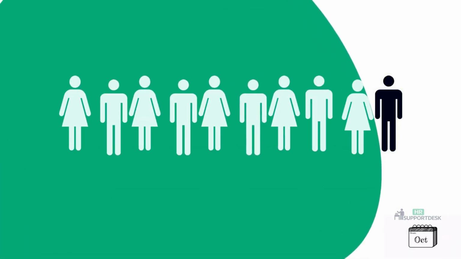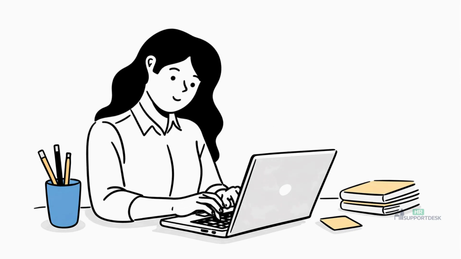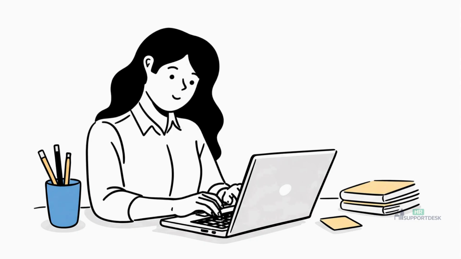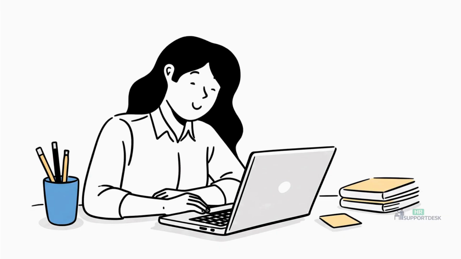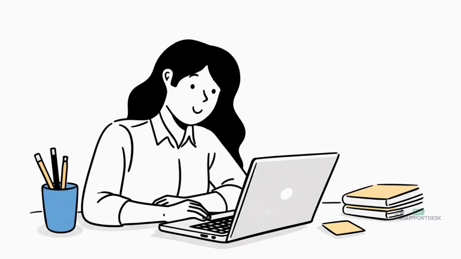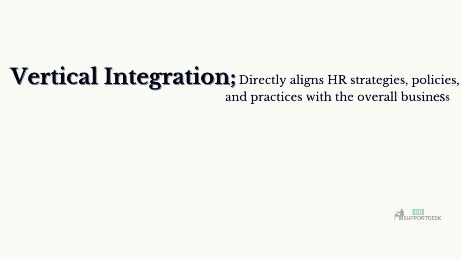Although there are multiple ways to present your answer, one effective way to explain these relationships is through vertical and horizontal integration in people strategy. Therefore, before proceeding, let us first understand what vertical and horizontal integration in people strategy mean. Vertical integration in people strategy involves directly aligning HR strategies, policies, and practices with the overall business strategy to drive organizational goals.